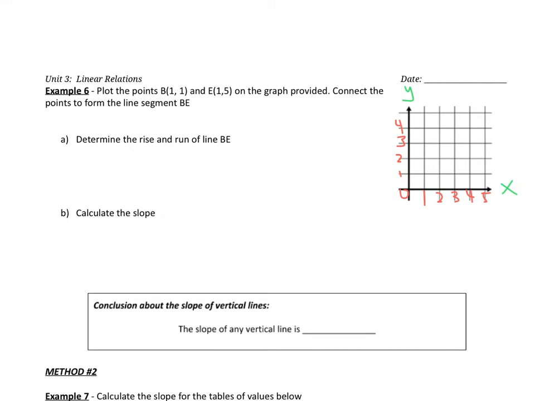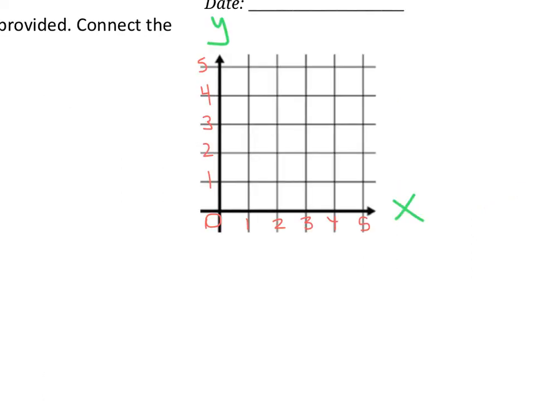Example 6, we're going to plot points B and E this time on the graph provided. We're going to connect the points to form line segment BE. We'll determine the rise and the run, and then we'll calculate the slope. Okay, so if I have to plot those points, point B was located at (1, 1). So here's my point. I'm going to label it B. And point E is located up at (1, 5). And I'm going to join those 2 points together with a line.